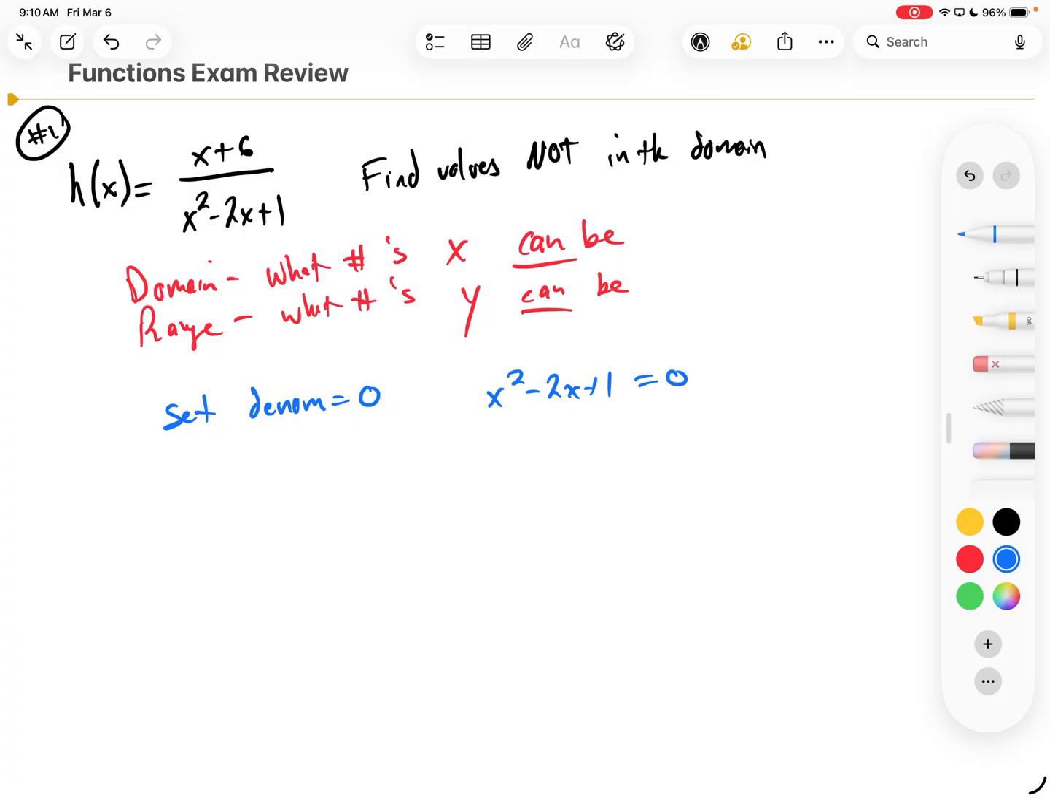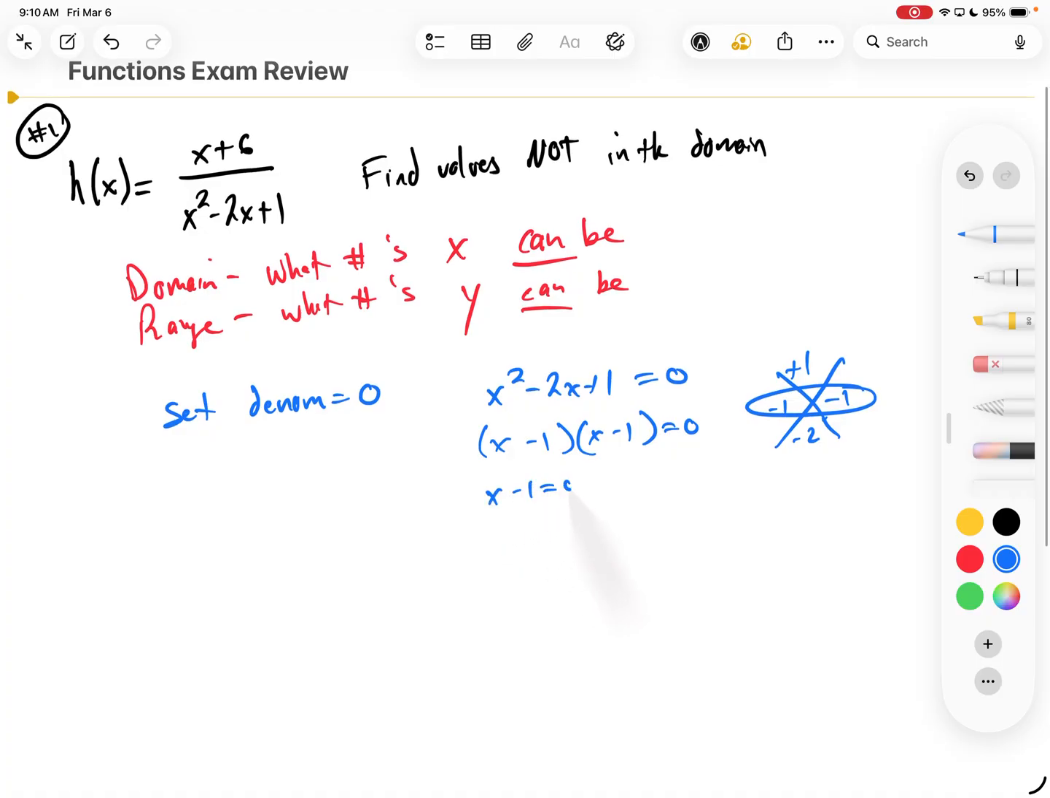So on this one, this has an x squared and an x, so we're factoring. So we say what multiplies to be positive 1 and adds up to be negative 2. So it would be negative 1 and negative 1. So x times x is x squared. And then I do negative 1, negative 1. Negative 1 times negative 1 is positive 1. Negative 1 plus negative 1 is negative 2.